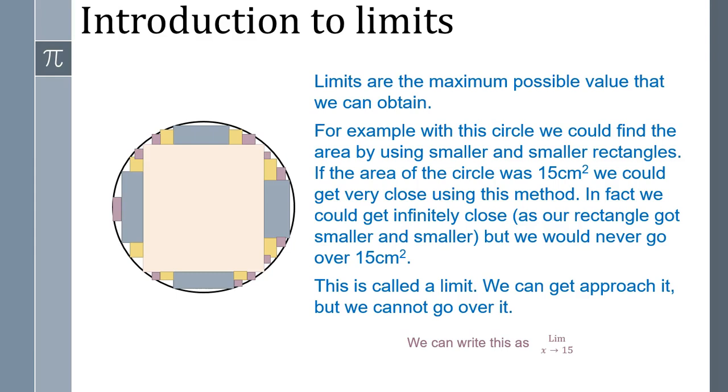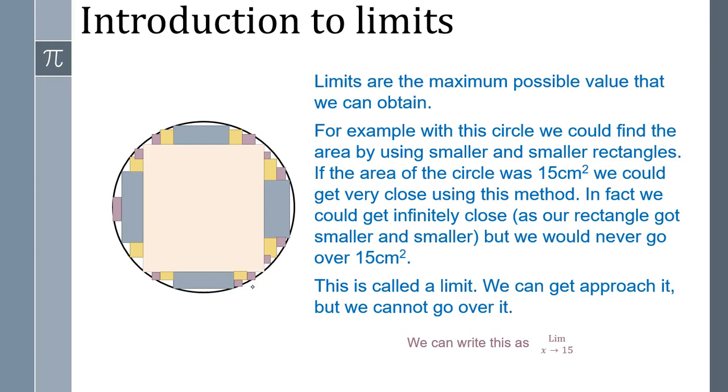So limits are the maximum that we can get. A way of explaining this is that circle there. I could tell you that the area was 15 square centimetres. But if I asked you to find that using rectangles, you could start off with a big rectangle and you'd be pretty close to the area. You could put some more rectangles in that are smaller and you'd get closer to the area again. You could fill all these little gaps with tiny, tiny little rectangles, add all the areas of the rectangles together and you would get very, very close to the area of the circle.